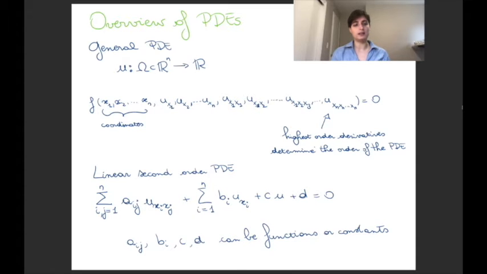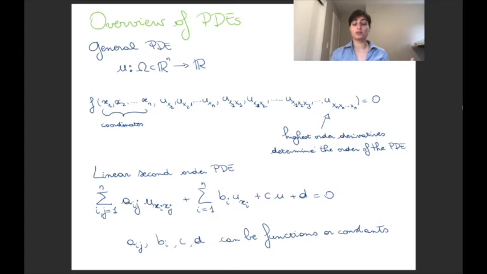The form of the PDE is, in very big generality, you have a function of the coordinates, the first derivatives of u with respect to any direction, the second derivatives of u with respect to any couple of directions, and so forth up to nth order derivatives of u with respect to any couple of variables, and you set all of that equal to 0. When you look at the highest order derivative, that is the order of the PDE.